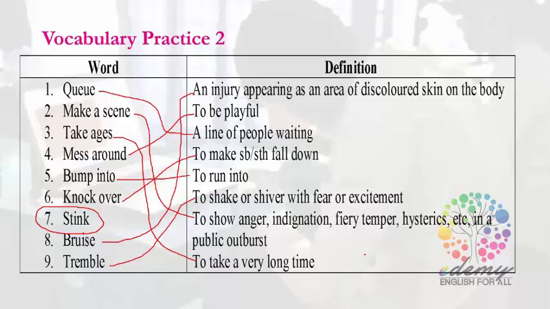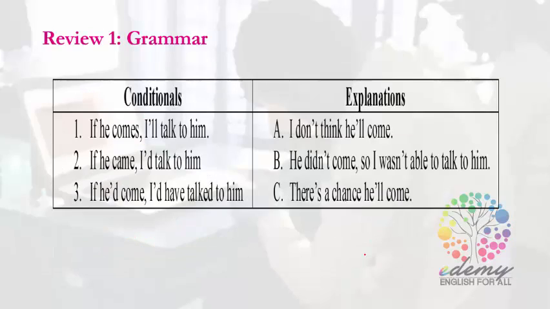Because we have limited time, I think that's the end of the lesson today. But before we end and go home, let's have a quick review. First of all, grammar review. This is an exercise where you match the conditional with its explanation. Spend around 2 minutes on this activity. Pause the video and start now. Let's match this together.